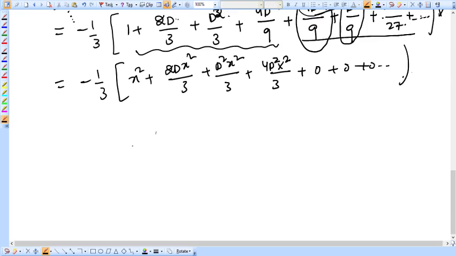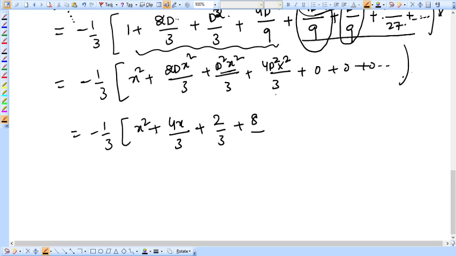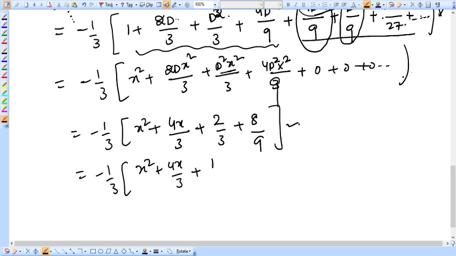So it is equal to minus 1 by 3 x square plus 4x by 3 plus 2 by 3, plus 8 by 9. Now 1 by 3 x square plus 4x by 3 plus 14 by 9, right? So this is your particular integral in this case.